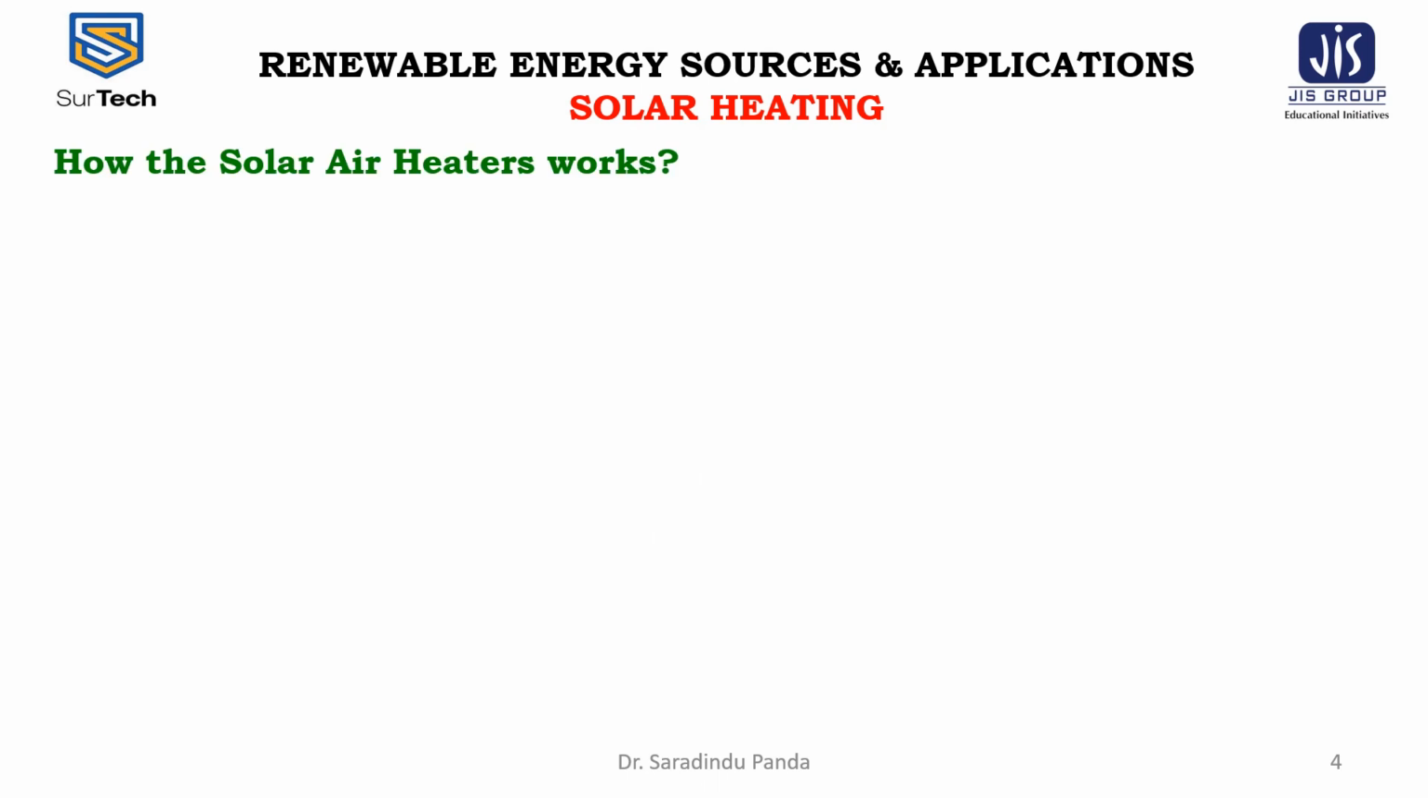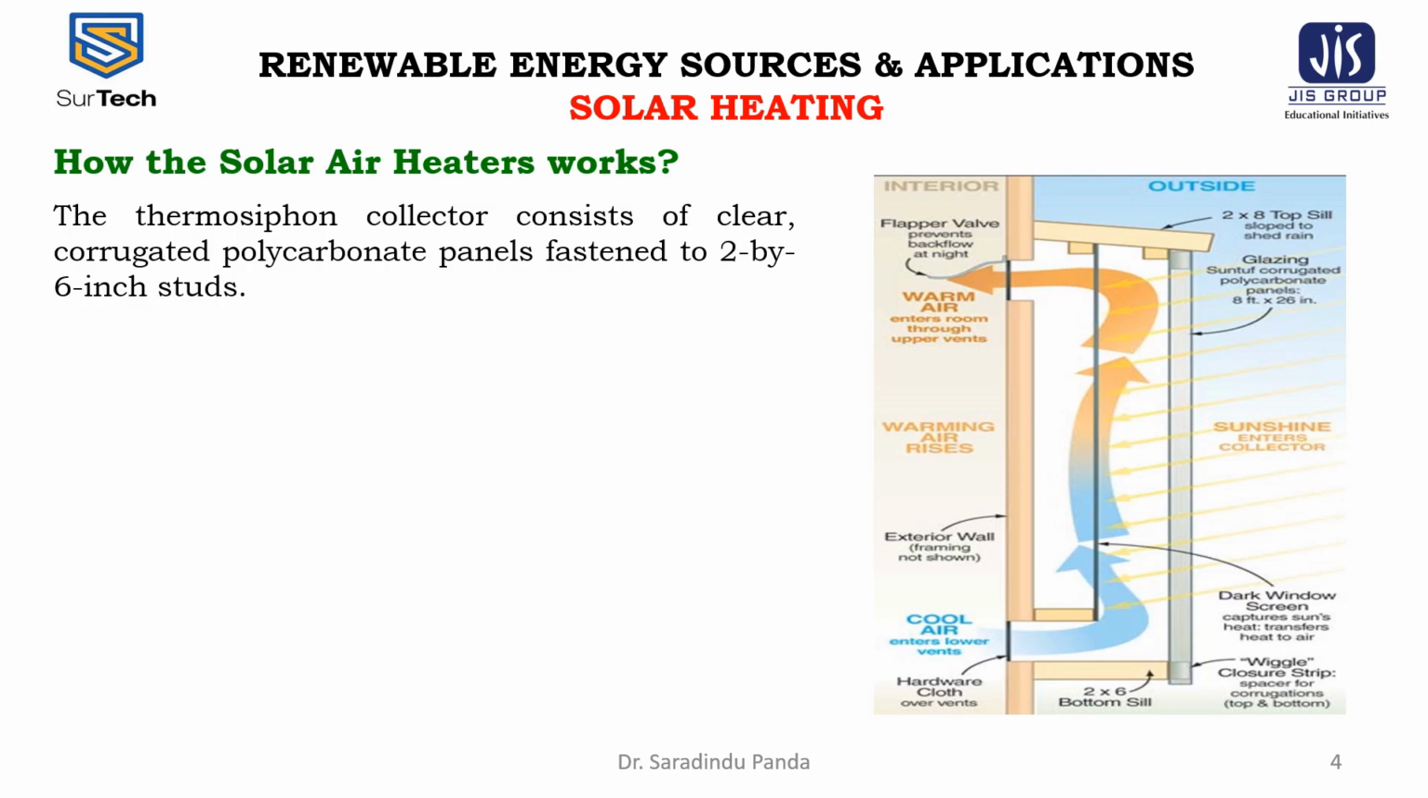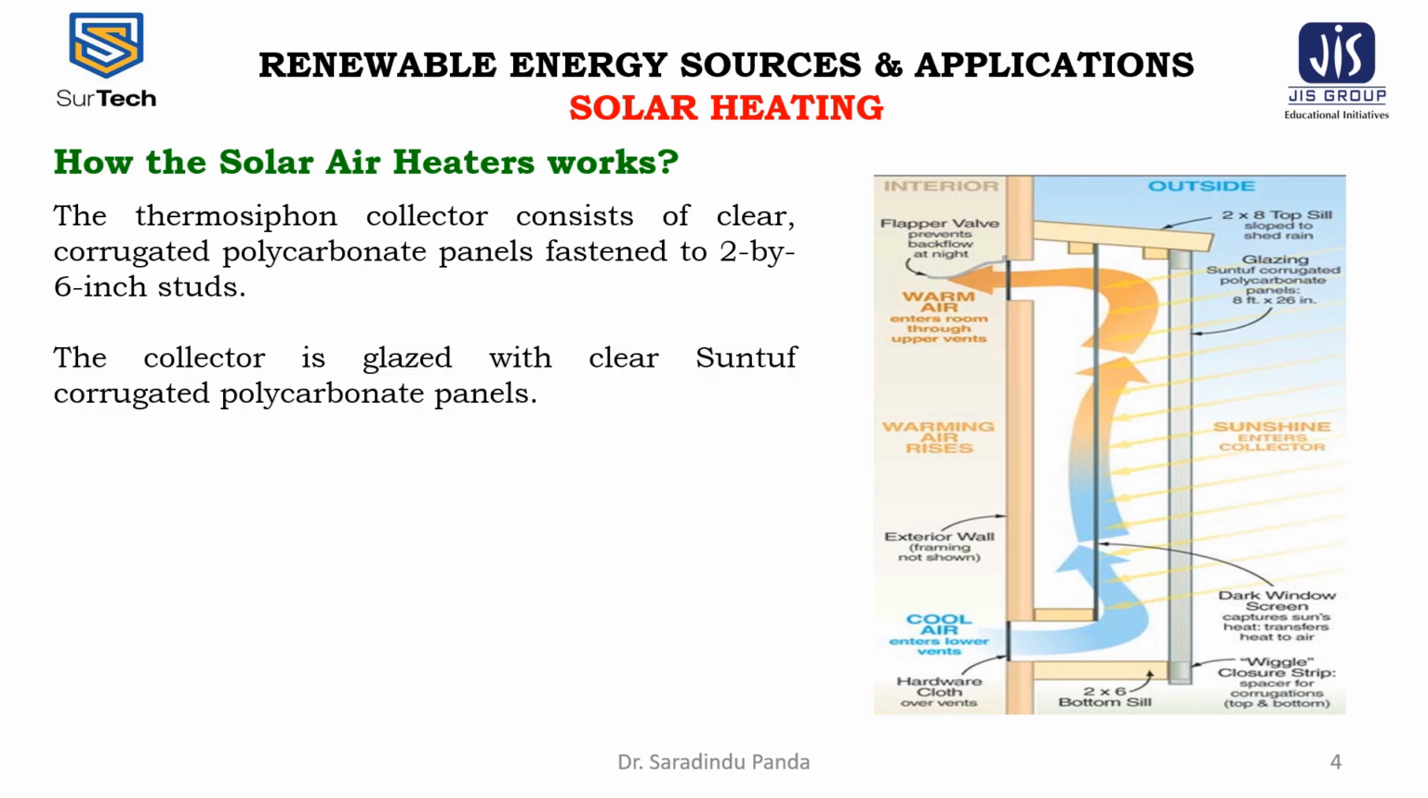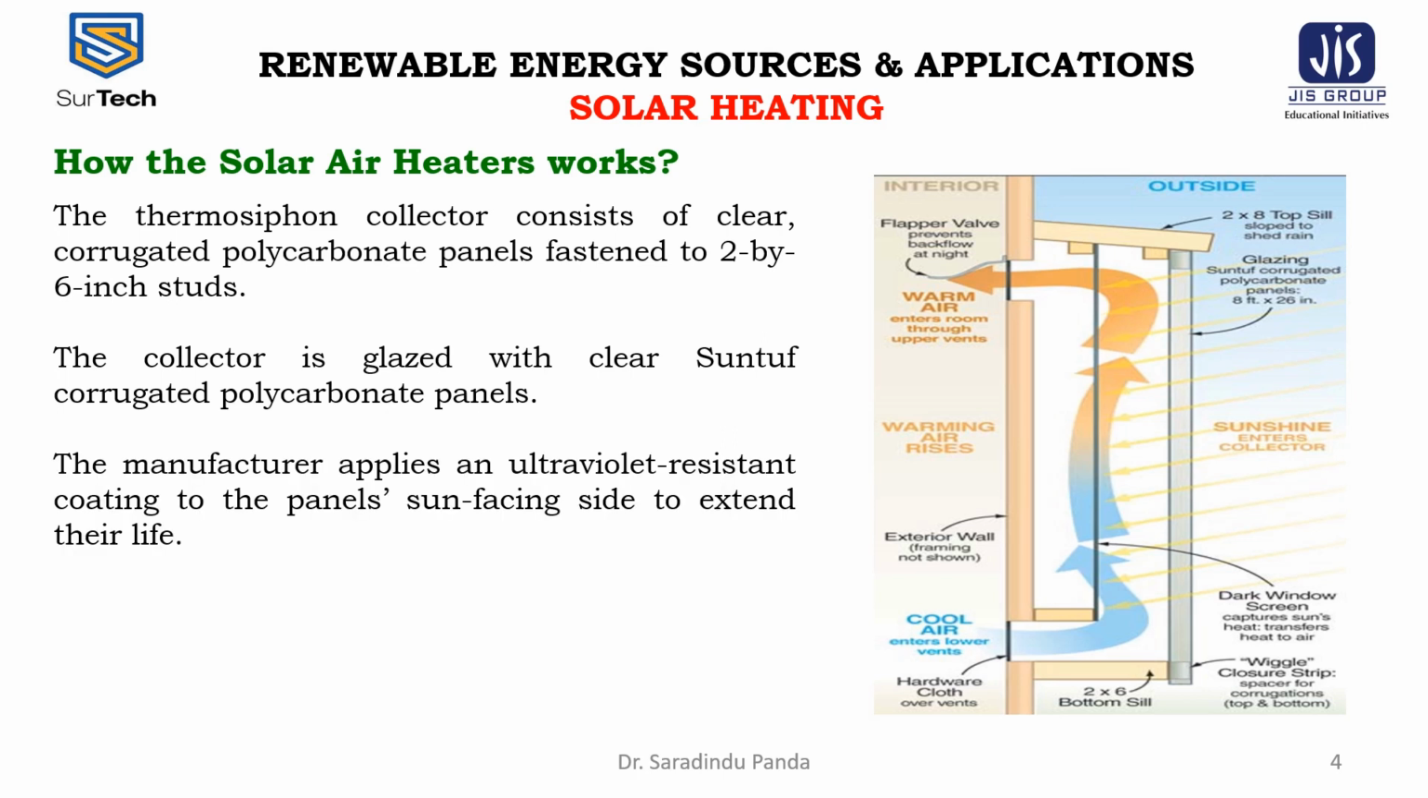How the solar air heater works. The thermosiphon collector consists of clear corrugated polycarbonate panels fastened to 2 by 6 inch studs, which are shown in the figure. The collector is glazed with clear sun-top corrugated polycarbonate panels. The manufacturer applies an ultraviolet resistant coating to the panel's sun-facing side to extend their life.